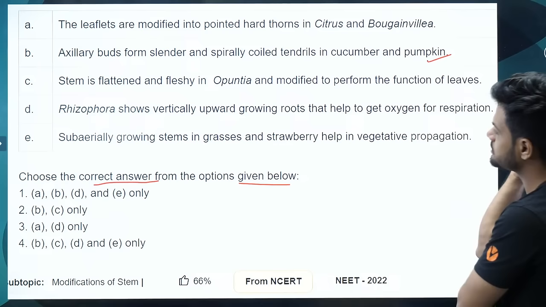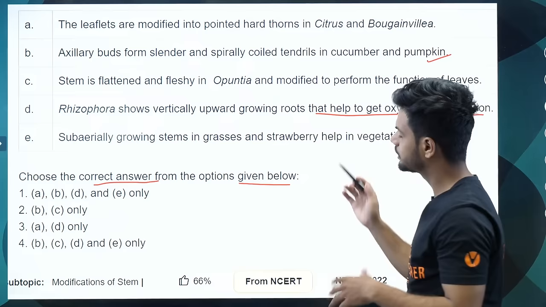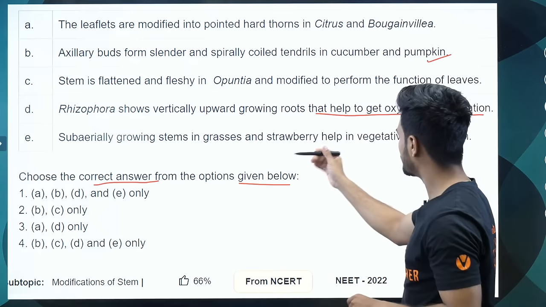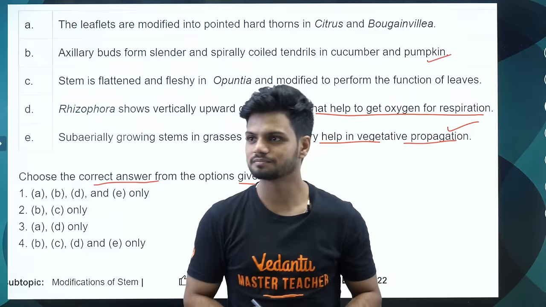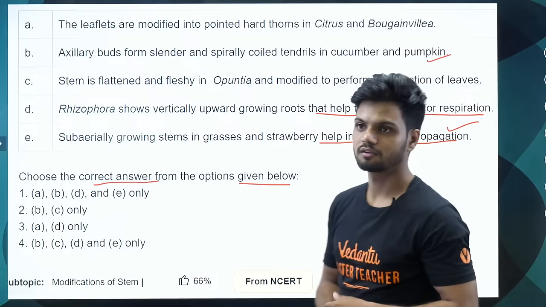Yes, phylloclade. Rhizophora shows vertical upward growing roots that help in respiration. Correct. Subaerial growth in stem in grass and strawberry helps in vegetative propagation. Correct. Now, which is the imposter? Yes, the fourth also correct. I'll move aside. Which is the answer?